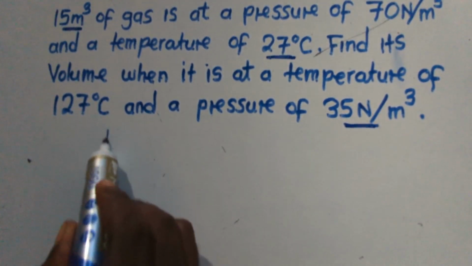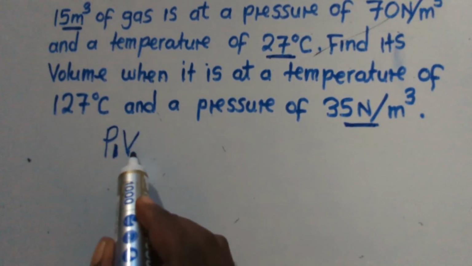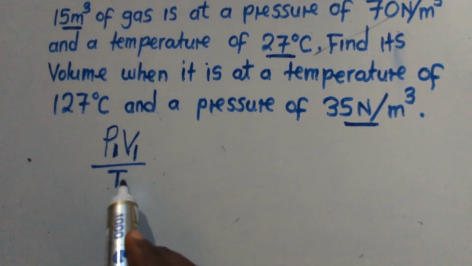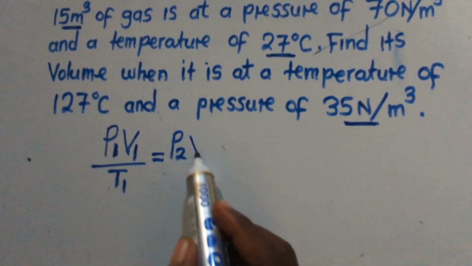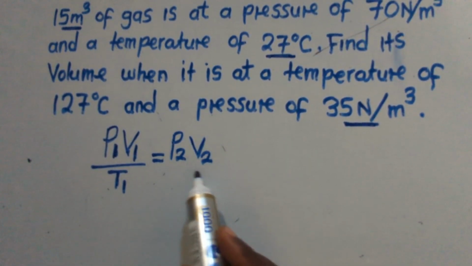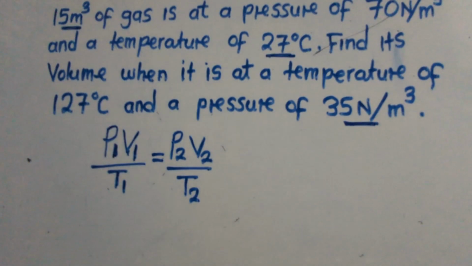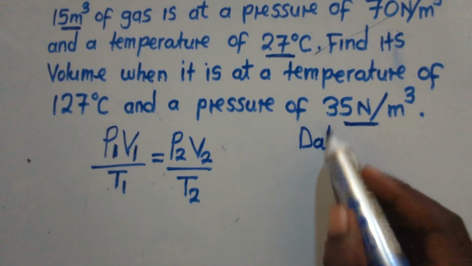The formula we use says: initial pressure, which is pressure 1, multiplied by volume 1, over temperature 1, is equal to pressure 2 multiplied by volume 2 over temperature 2. Some of the things that you need to know and understand as we collect the data. Let me put the data here.